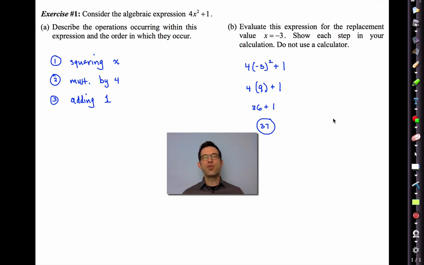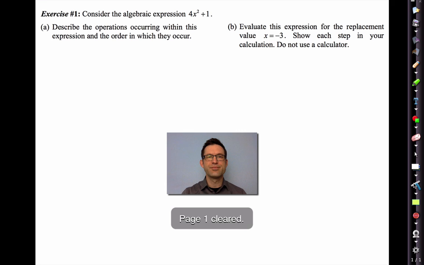So, not too bad, right? And not the most complicated algebraic expression, but still one that we would like to be able to evaluate by hand. All right? Pause the video now, and then I'm going to clear out the text. Okay, here we go. Let's move on.